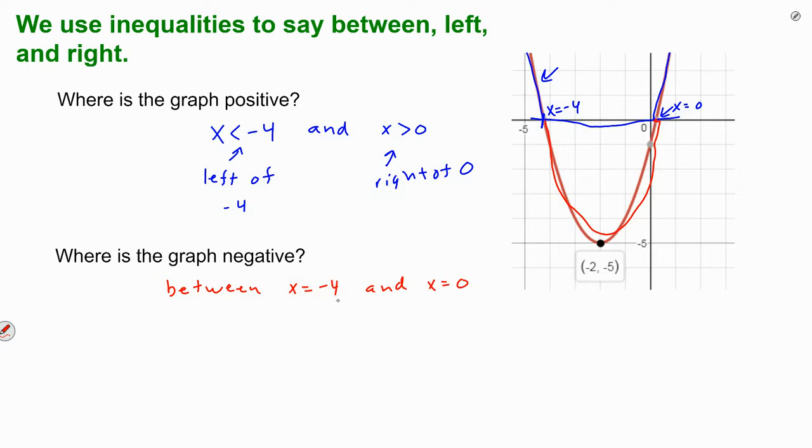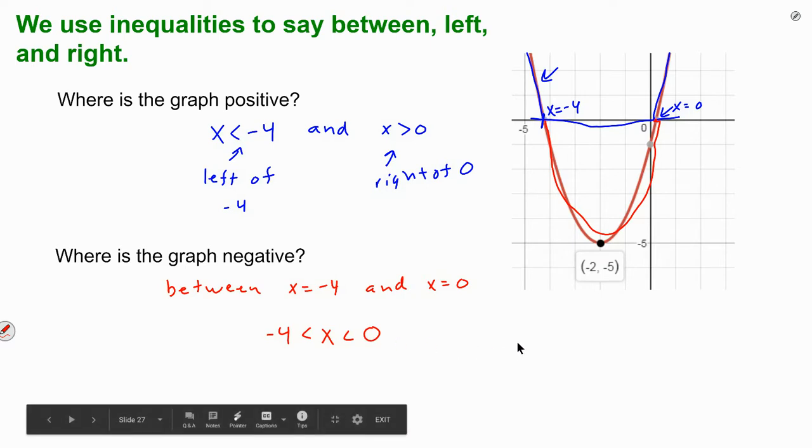So to say this using inequalities, we have x in the middle. So x is bigger than -4, so I have -4 on the left, and smaller than 0. Now, if you want to think about it, basically you're just putting the smaller number on the left or the bigger number on the right. So we're saying between -4 and 0, that's where it's negative, and x is literally between -4 and 0 in my answer.